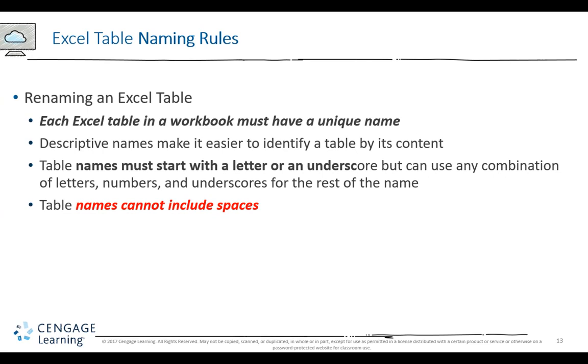Now, one thing we have to do once we use a table is to name it. Each Excel table has to have a unique name. For those of you that have done some programming, this will be no surprise, but if you've never done any programming, it's important to understand that we are limited in the names we can use. We want to use a descriptive name, but the table names must start with a letter or an underscore. They can include letters, numbers, and underscores for the rest of the name, but you cannot have any spaces in the table's name.